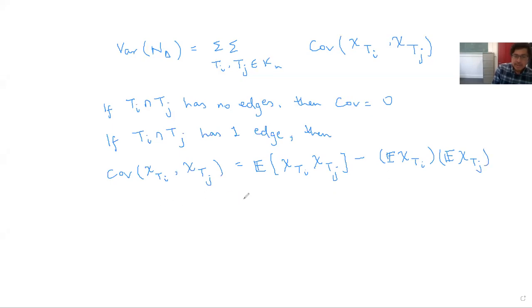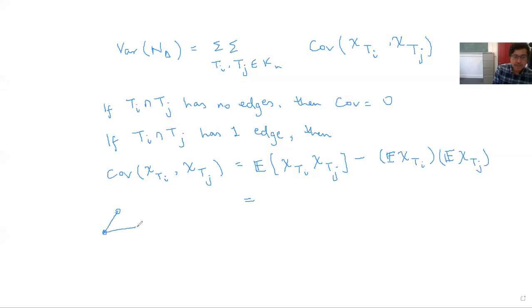Okay, so what's the expectation of the product? What has to happen for both of these? Each of these random variables takes values 0 or 1. So for the product to be 1, both of them have to take the value 1. And so the expectation of the product is the same as the probability that both these random variables take the value 1.